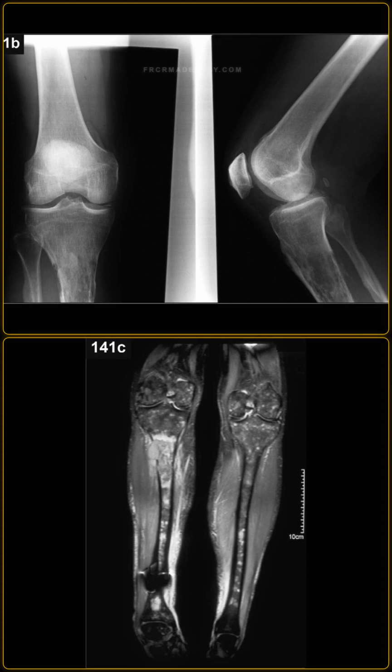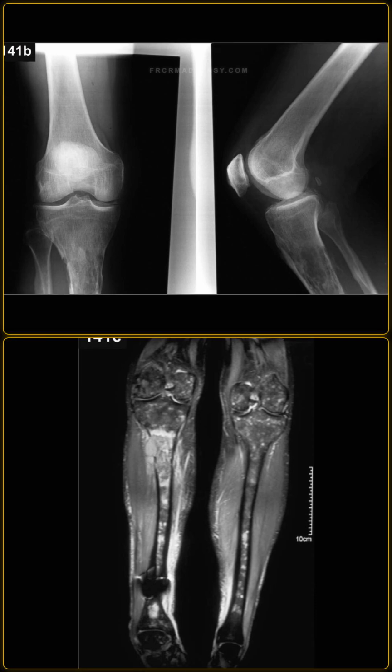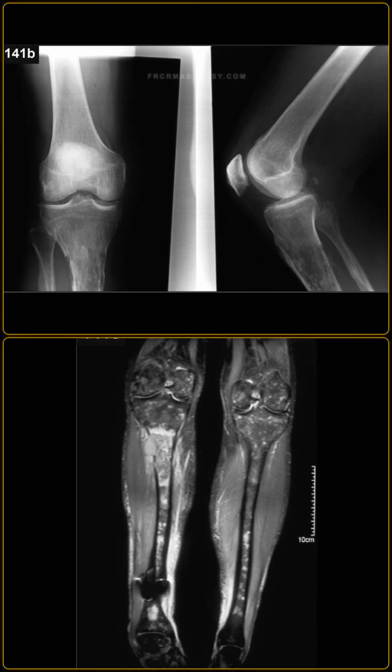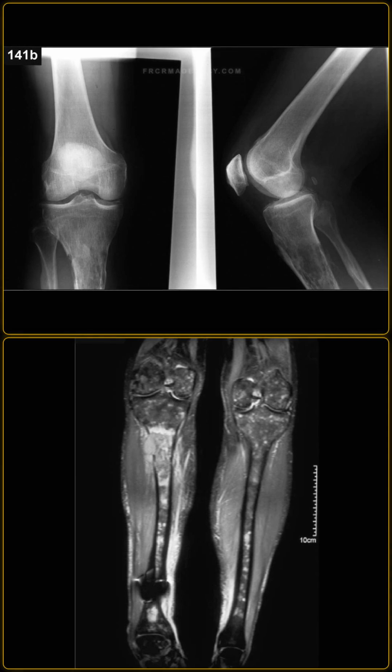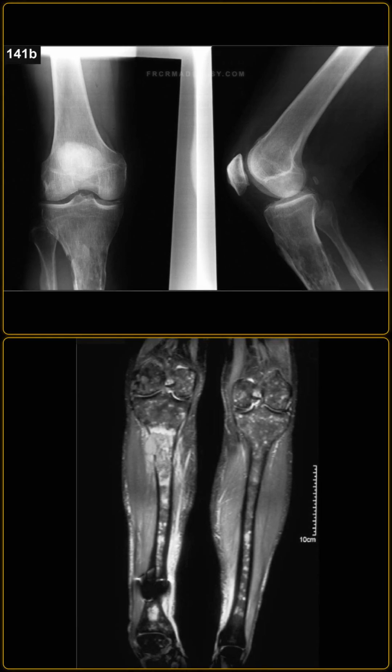I'm showing you two comparison images, a tibia plain film and a coronal fat-saturated MRI. Describe their findings. The first image shows anteroposterior and lateral tibia radiographs demonstrating a permeative bone lesion with extensive cortical destruction.